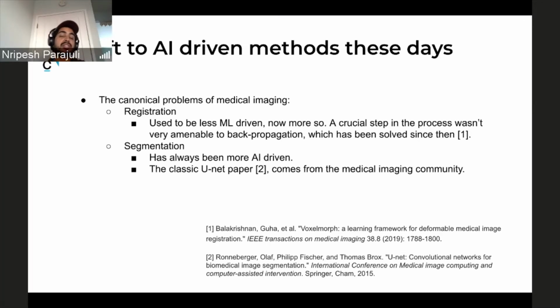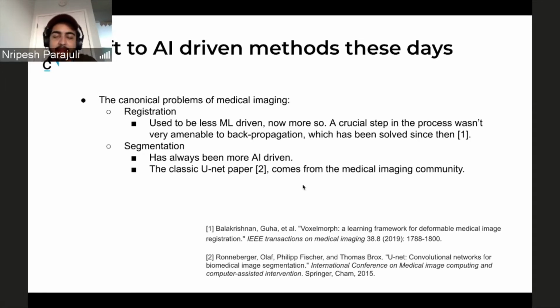But in general, these are the canonical problems in medical imaging, and segmentation has always been more AI driven because it's a more well-defined problem in many ways. You may all be quite familiar that the classic UNet paper actually comes from the medical imaging community. I was, I believe, in fact present at the conference where this paper was presented. At that moment, none of us knew that this UNet thing would be so popular, but obviously many years later, I'm none the wiser.